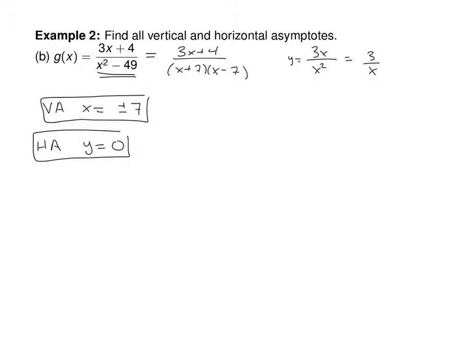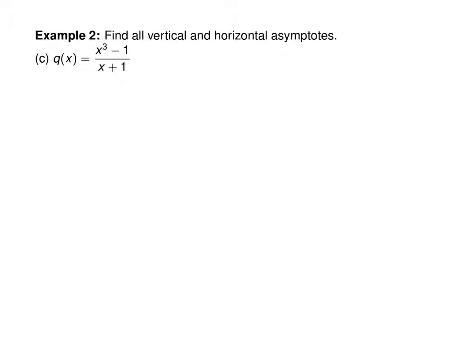Okay, how about this next one? VA. When does that denominator equal 0? X equals negative 1.